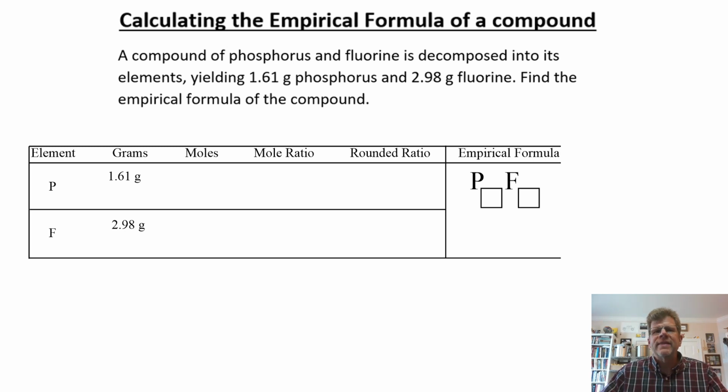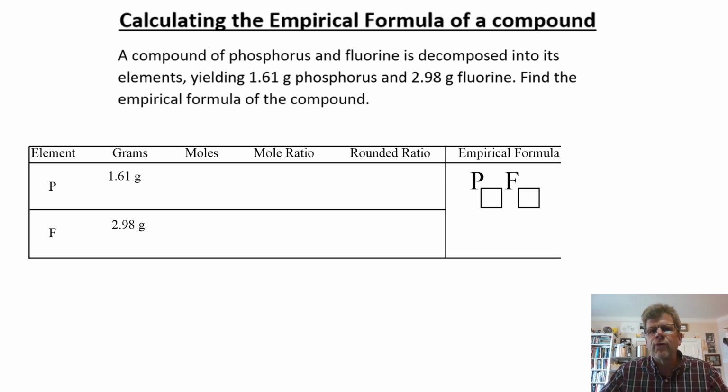So let's look at some examples of how we can calculate the empirical formula of a compound given a particular problem. And many of them are set out in the same way. We say, I have a compound, in this example of phosphorus and fluorine. That's the compound. And it is decomposed into its constituent elements of phosphorus and fluorine. And we have some gram masses of each of those particular elements. Given that information, we can come up with the empirical formula of that compound.